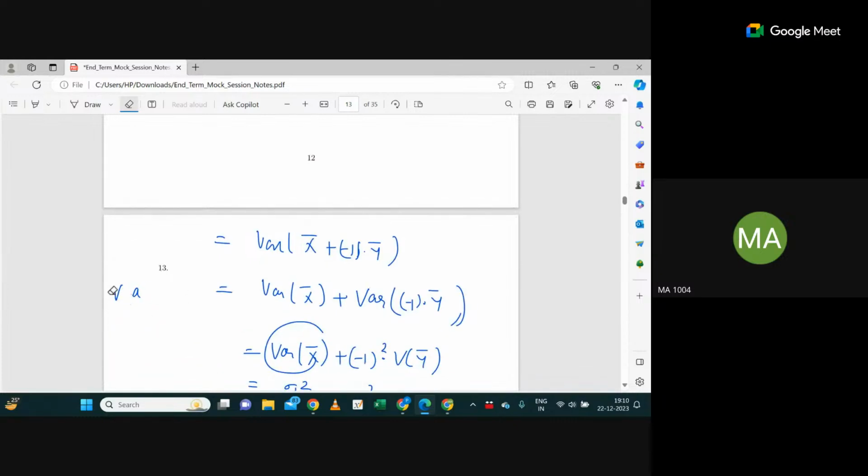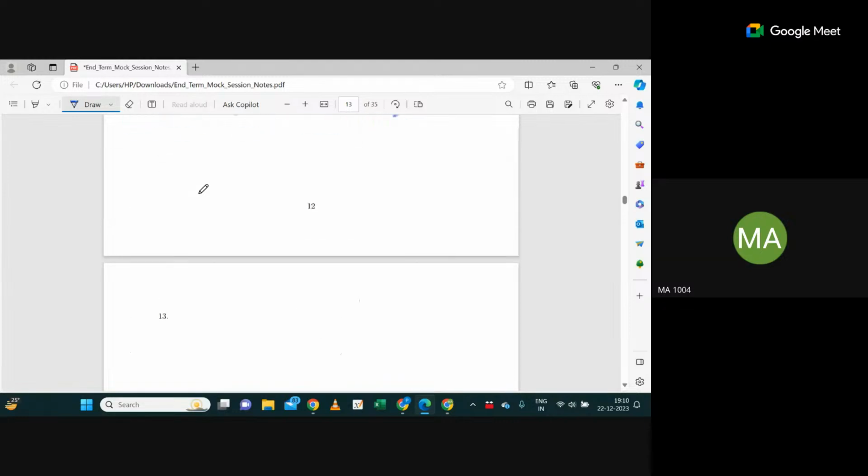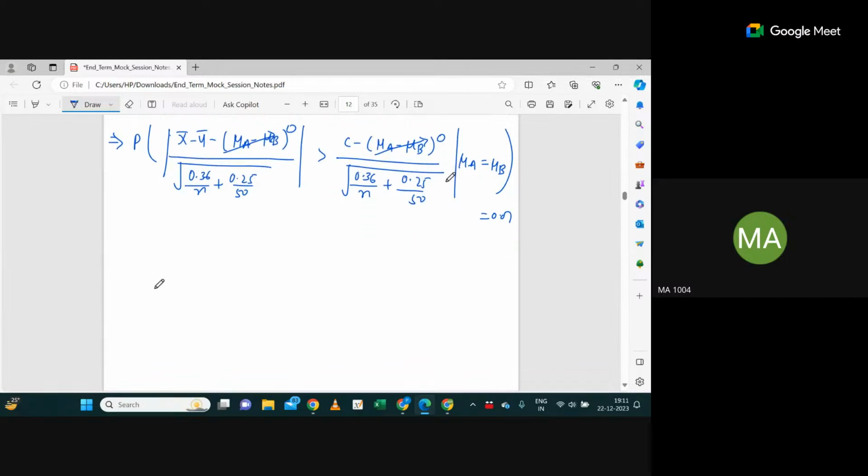So the basic thing is we are converting to the standard normal form, right? We have to subtract the mean and divide by the standard deviation of that random variable. That random variable can be x, y, x bar, y bar, anything. But the key thing is we subtract the mean of that random variable and divide by its standard deviation. Now mu a equal to mu b, that means this will become 0, right?